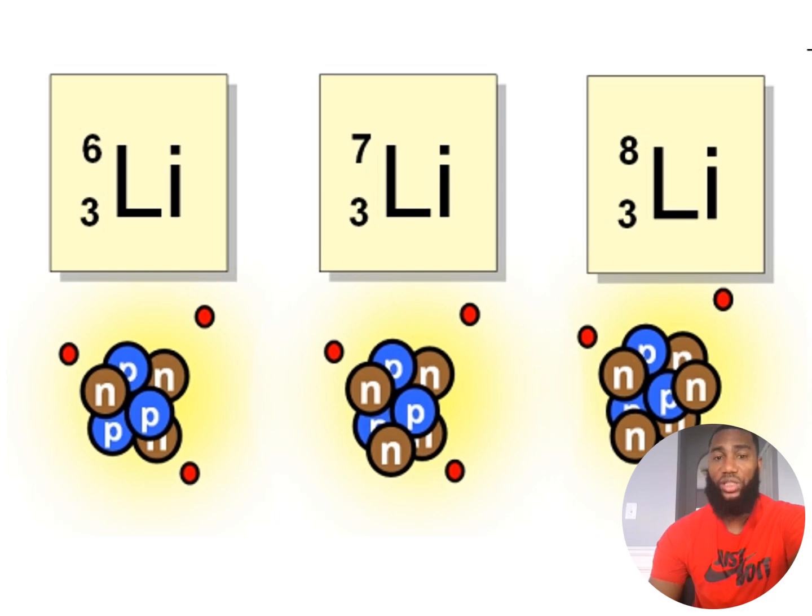This is a great representation of 3 elements that are isotopes of each other. As you know, they all have the same number of protons, which means that they are all lithium. However, they have a different amount of neutrons, meaning they're isotopes of one another.